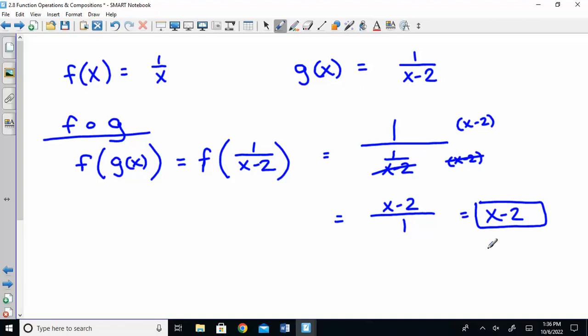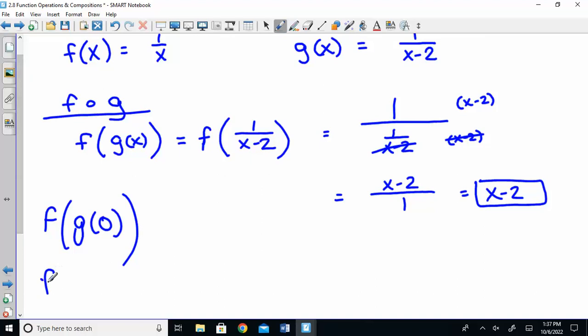What happens if I asked you to do f of g of 0? Because we said originally f couldn't be 0, right? If I start with a 0 and put it into g, what do I get out? Negative 1/2. Can I plug negative 1/2 into f? Yeah, we get negative 2. So that wasn't a problem.